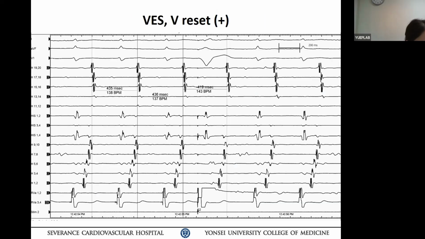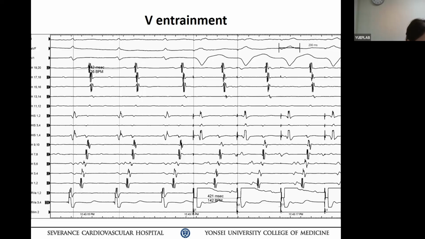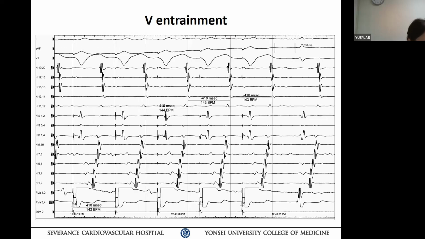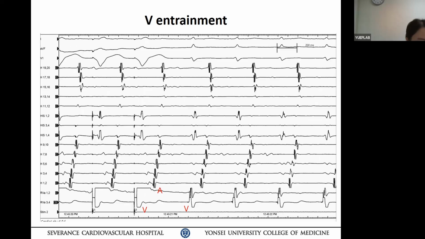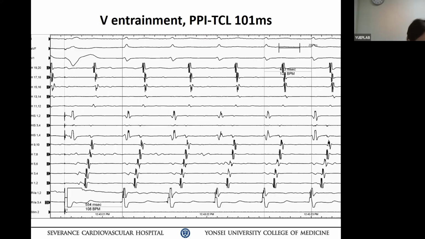When we gave the ventricular extra stimulus, V reset was observed, which means participation of the ventricle in the circuit. The tachycardia cycle length was 442 milliseconds. So we gave ventricular overdrive pacing at 421 milliseconds. The tachycardia was well entrained, and a VAV response was observed, and PPI minus TCL was 101 milliseconds.